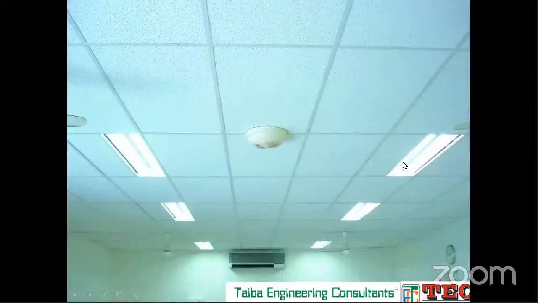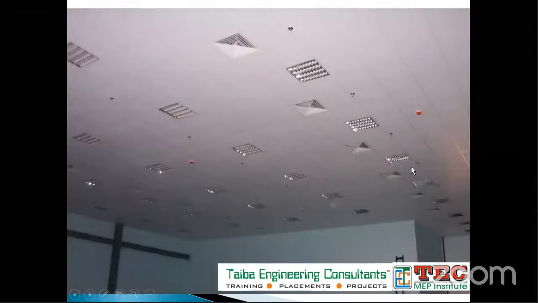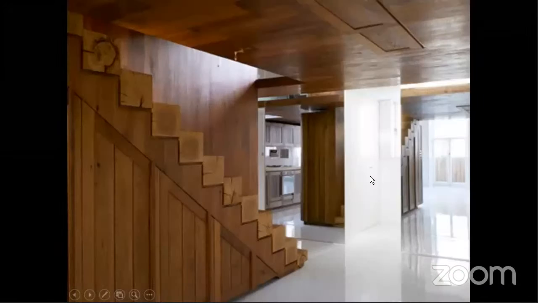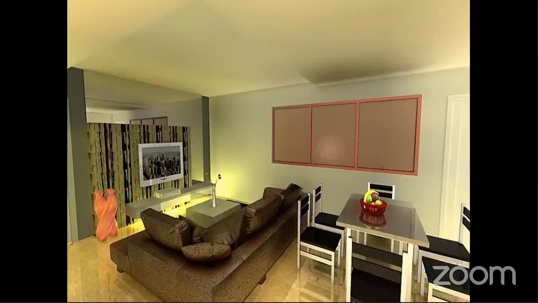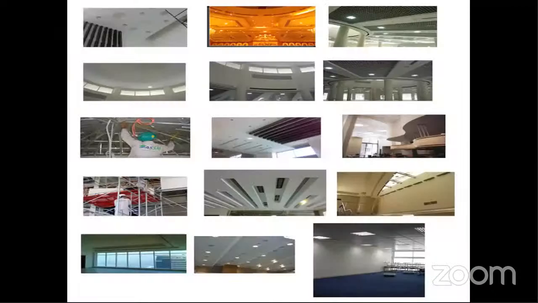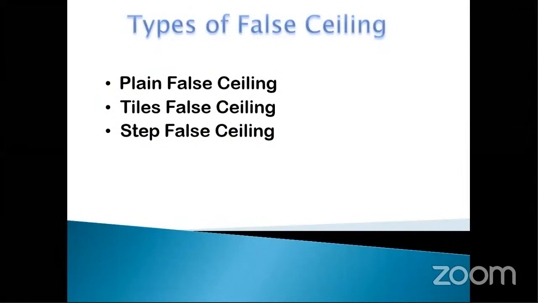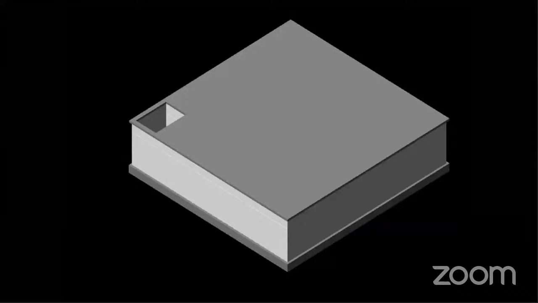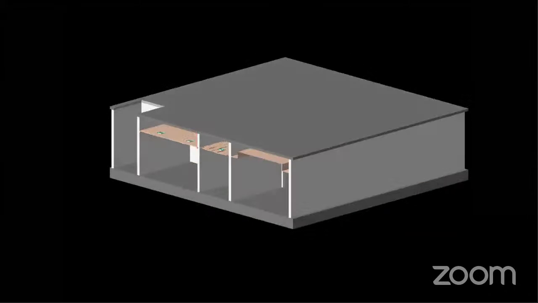And we have different types and shapes of false ceilings, as you can see here. And here, this is a coordinated ceiling layout where we have air conditioning diffusers, lighting luminaires, and, say, your sprinkler system for fire. So all services should be coordinated with the ceiling layout. The types of false ceilings could be broadly divided into plain, step, and tiles false ceiling.